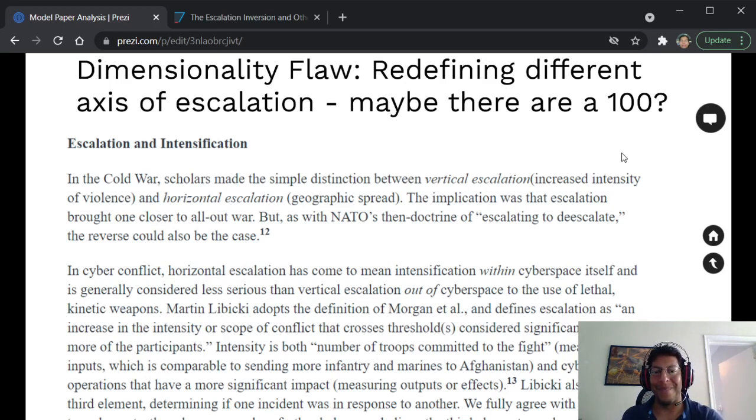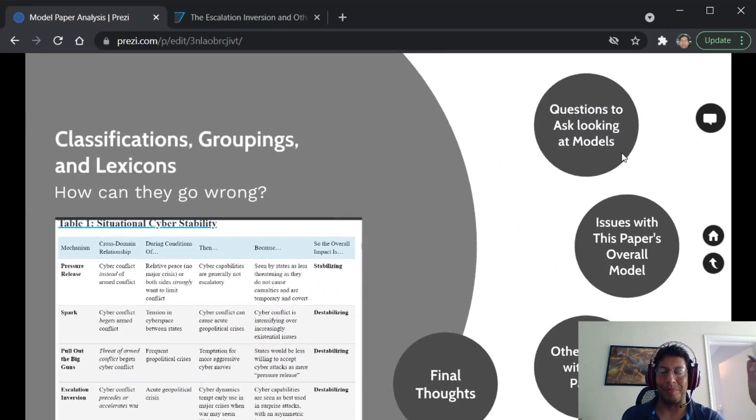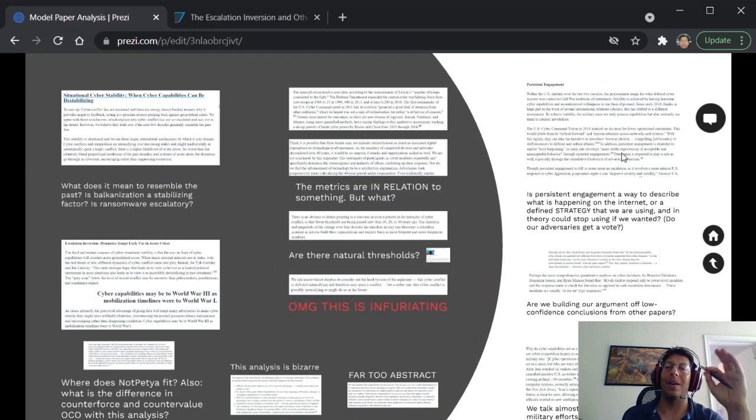Like, what does it mean to increase the number of troops committed to a fight in cyberspace? Probably we could all come up with something silly to say about that. All right, so let's talk about all the other issues I had with this paper, which, if you read the paper, and I hope you do, I hope what you do is you read the paper, then watch my video, then maybe read the paper again, because that is one of the best ways to learn how to do this kind of analysis, right? And we're going to talk about in the conclusions why I do this analysis.